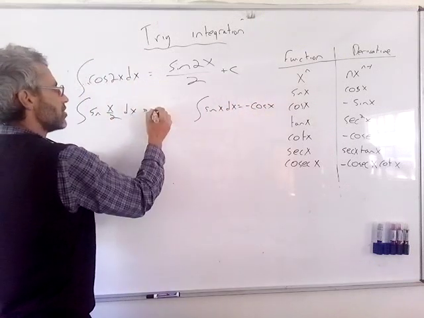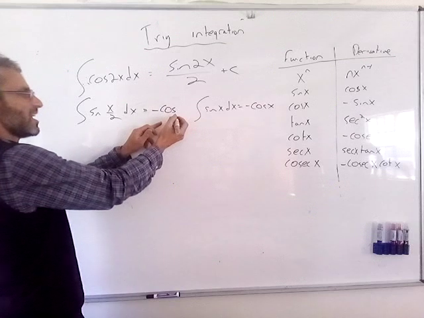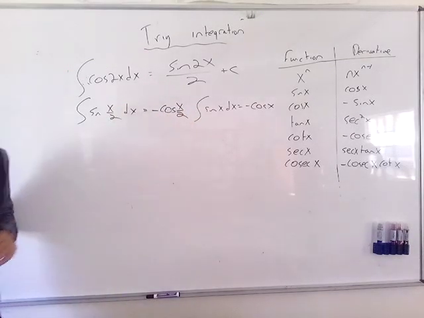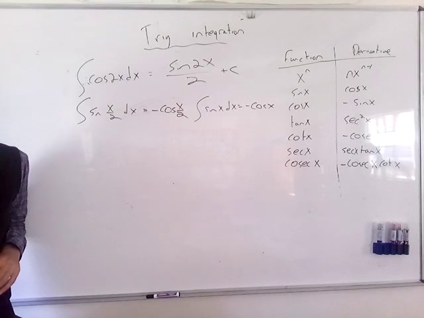So it's going to be minus cosine. Is it going to be x, or what would you reckon? X over 2. And we have some... You times it by 2. You're right. Okay, you're right.